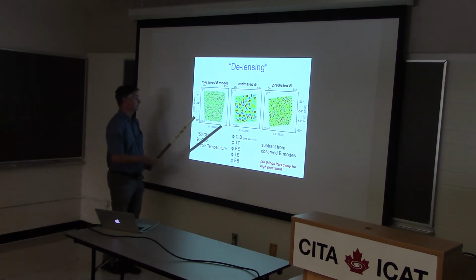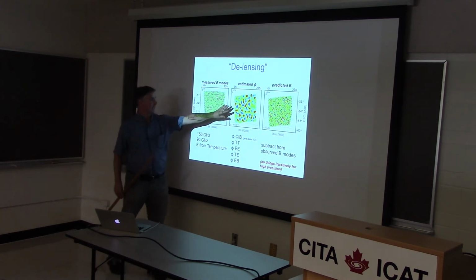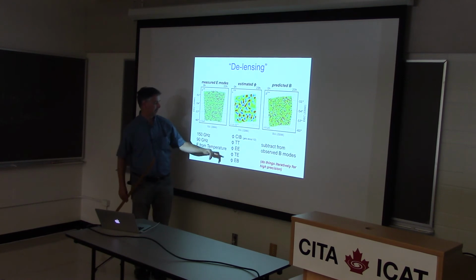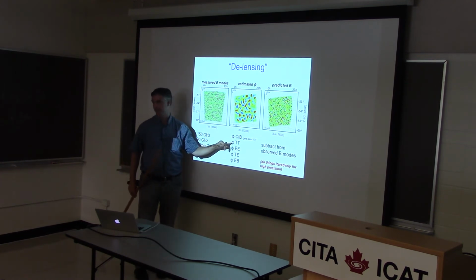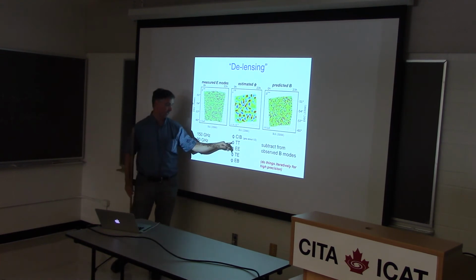But the idea is very simple. You have your measured E-modes, and there are lots of ways you can measure your E-modes. You can measure them at different frequencies. In principle, you can use your temperature map to guess what your E-modes look like. So you have your measured E-modes, and then you need some estimate of phi. There are different ways you can get your phi. You can actually get it from your CMB map. I showed you that we reconstruct the CMB lensing. You could use that map.